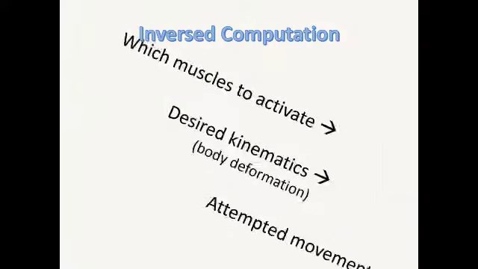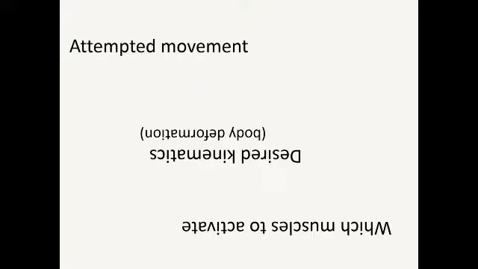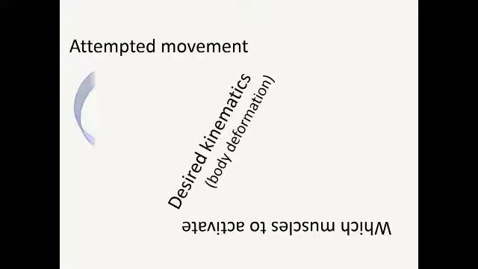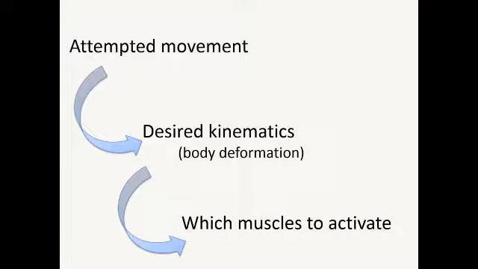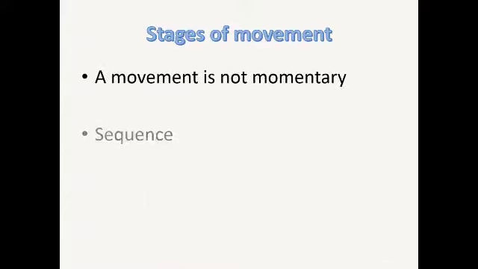Now the computations must be done in an inverse order. The controlling system must first take into account the attempted movement, and based on that, it has to conclude the desired body deformation that would lead to the generation of this movement. Then it has to conclude, based on the body deformation, which muscles to activate in order to achieve this body deformation.